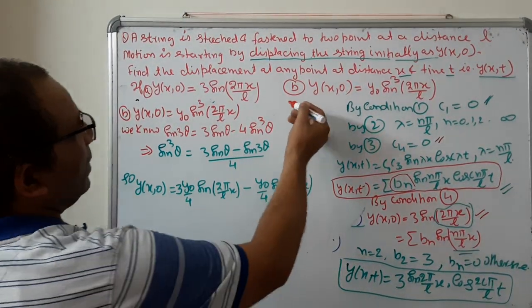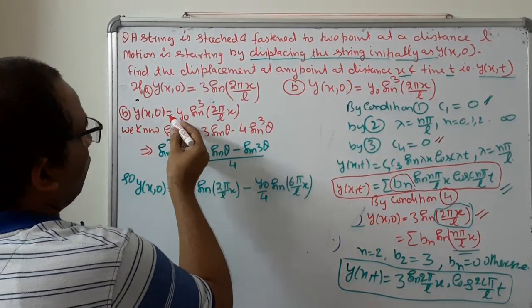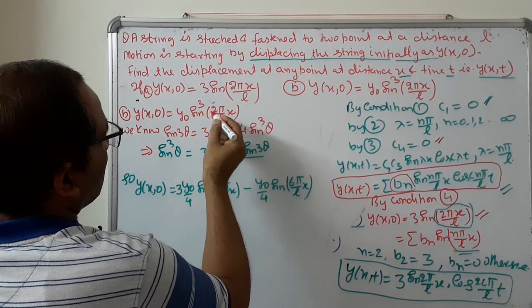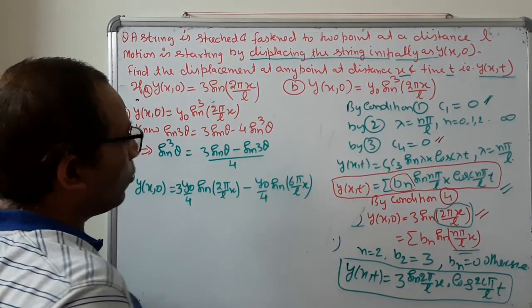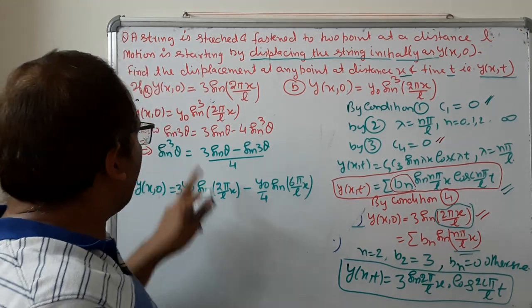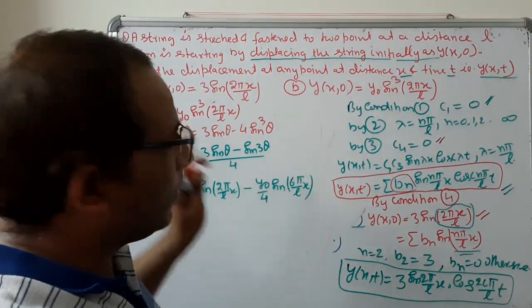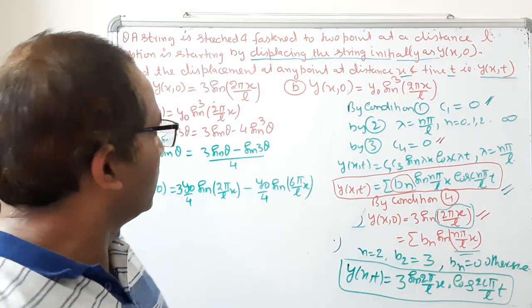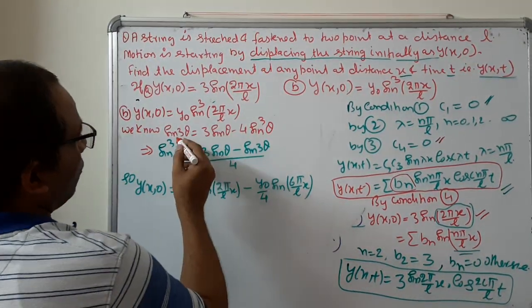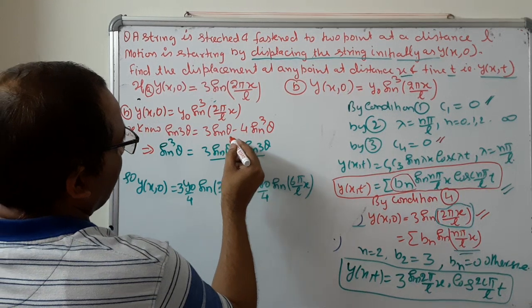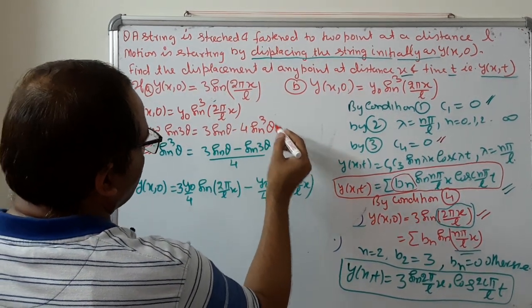Now we come to the B part. In B part, y of x,0 is given as y0 sin cube of 2 pi x upon L. Here the sin cube is there. So first we convert this trigonometric function into linear terms. So apply the formula, sin of 3 theta is equal to 3 sin theta minus 4 sin cube theta.